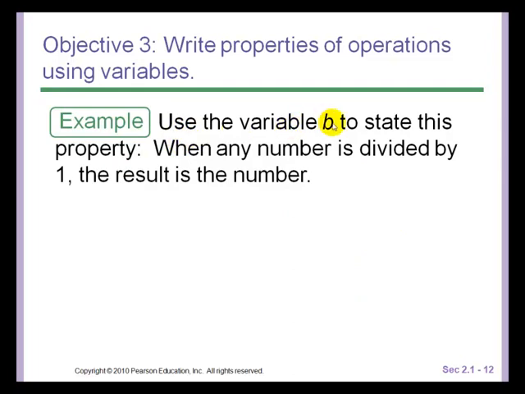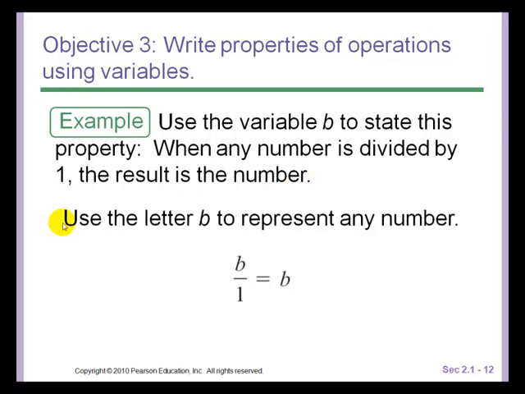Example, use the variable b to state this property. When any number is divided by 1, the result is the number. So we will use the letter b to represent any number. This is any number divided by 1 equals that number. And we've seen other examples of this, like 100 divided by 1 is 100, or negative 37 divided by 1 is negative 37. The b is standing in for any number.